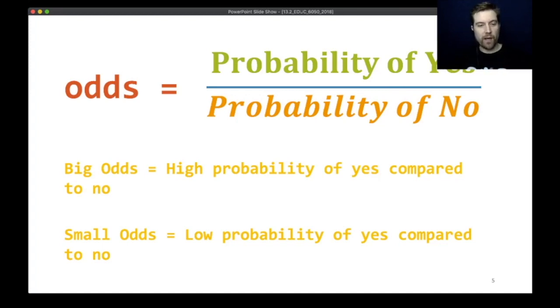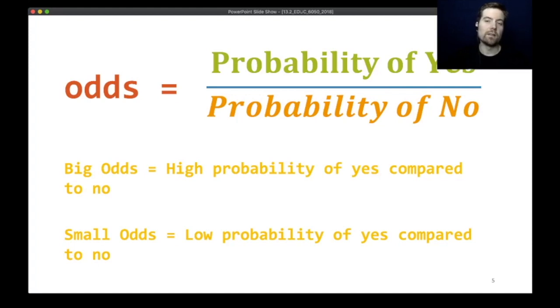With that in mind, big odds means high probability of yes compared to no, and really small odds means low probability of yes compared to no. With this in mind, what do odds range from? Well, if the probability of yes is 0, then the probability of no must be 1. And in that case, 0 divided by 1 is just 0. So the odds are 0.